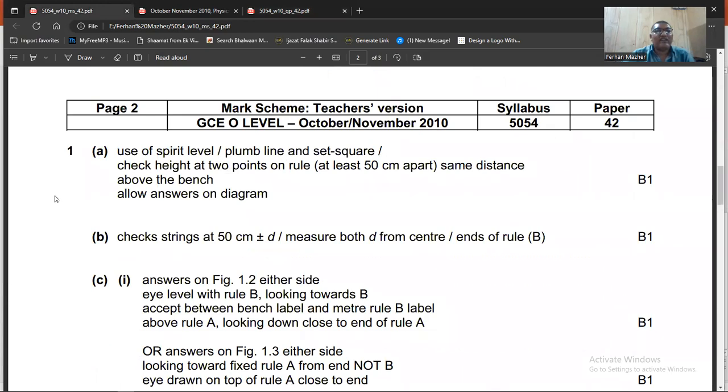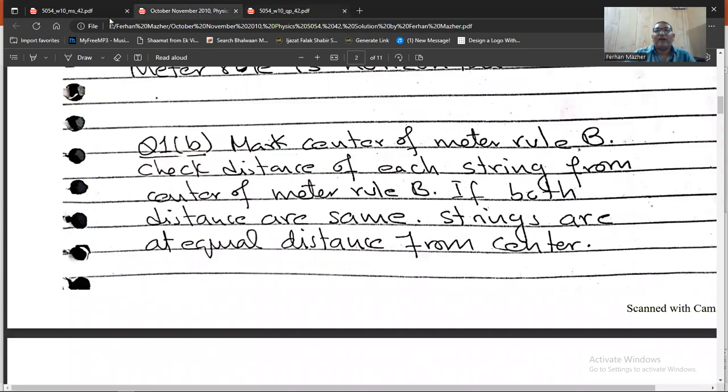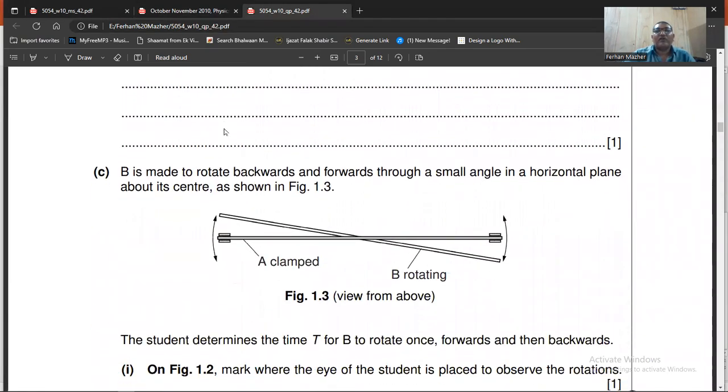This is my answer. So let's have a look: check strings at 50 centimeter plus or minus d. Measure both d from the center, or you can do this from the ends of the meter rule B. Hopefully you understand. This is my answer. Okay, so we are going to question number 1.